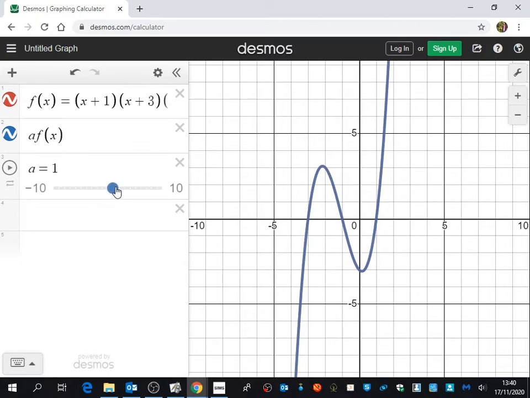So let's just see what happens. When I make a become a bit bigger, can you see how the blue graph has become more extreme, but only in a vertical direction?